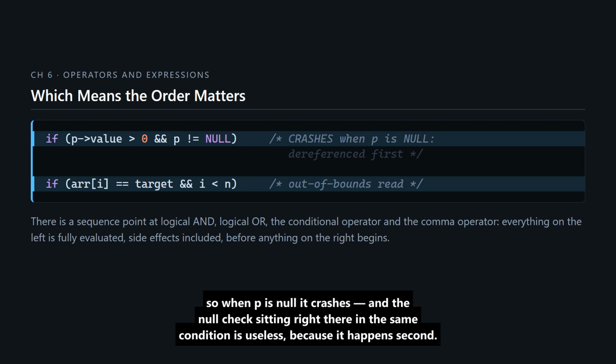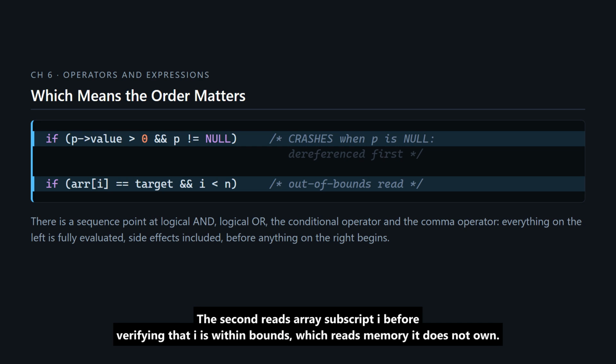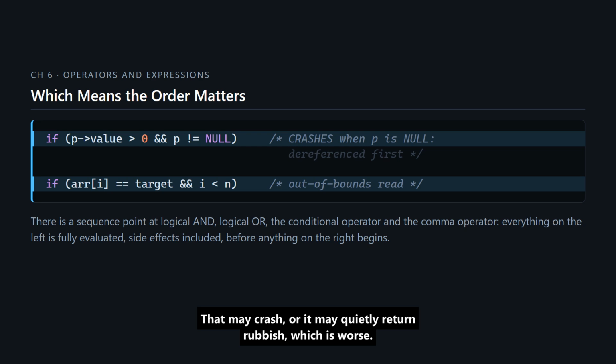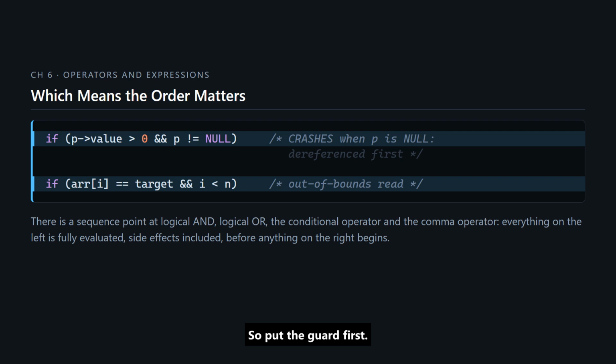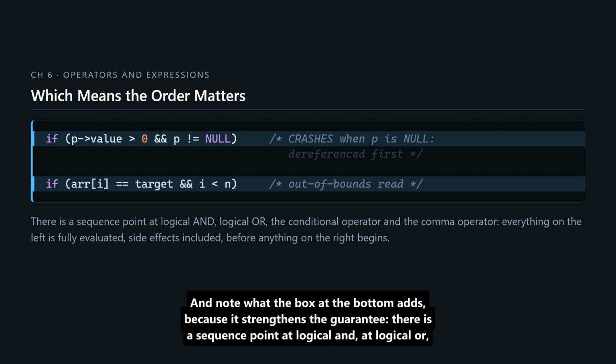because it happens second. The second reads array subscript I before verifying that I is within bounds, which reads memory it does not own. That may crash, or it may quietly return rubbish, which is worse. So put the guard first. Always.